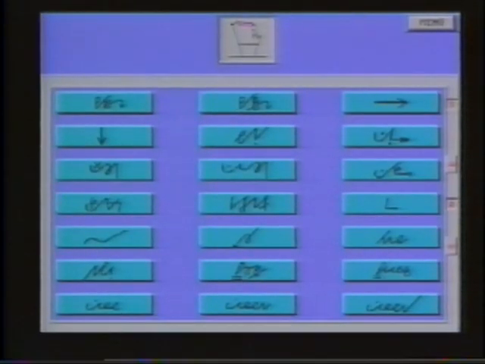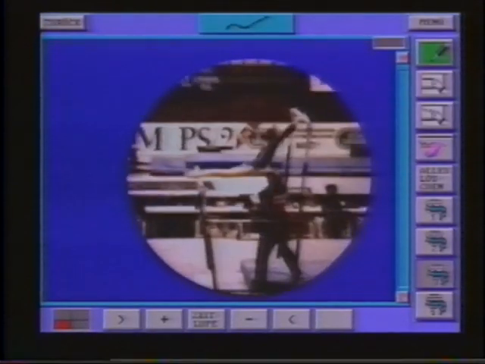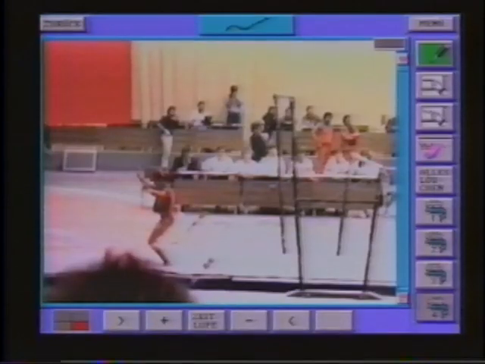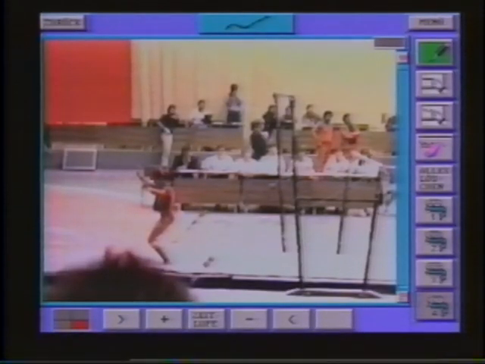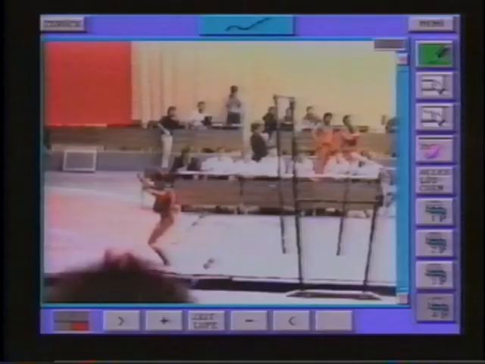Hecht movements. First example, mount free hecht with legs together over the low bar to hang on high bar, B. No deduction. Dismount, clear hecht with salto backward tucked, D. No deduction.